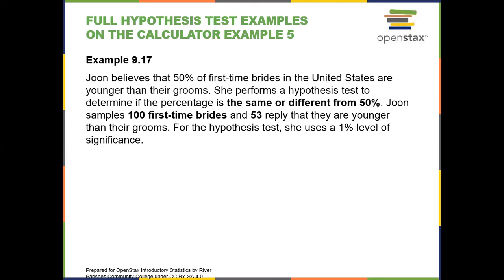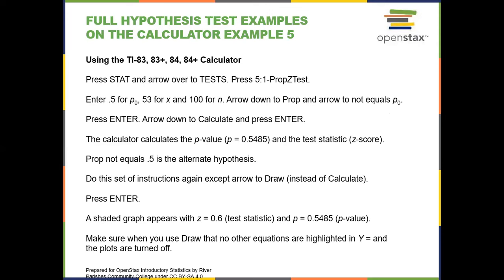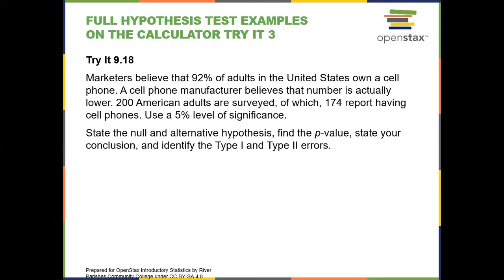P-value is 0.548, which is much greater than 1%. Higher the p-value, if the p-value is high, the null hypothesis should fly. That means do not reject H0 since p is greater than alpha of 0.01. Okay. So let's do this one.